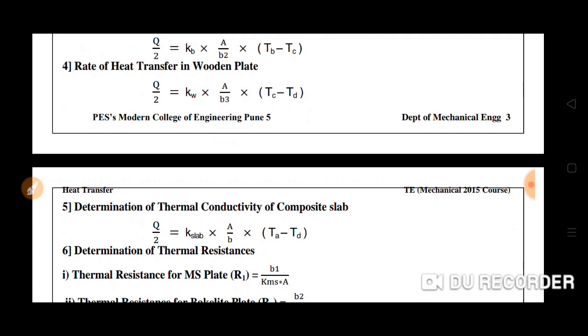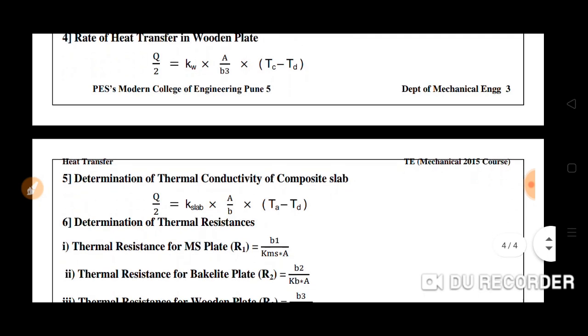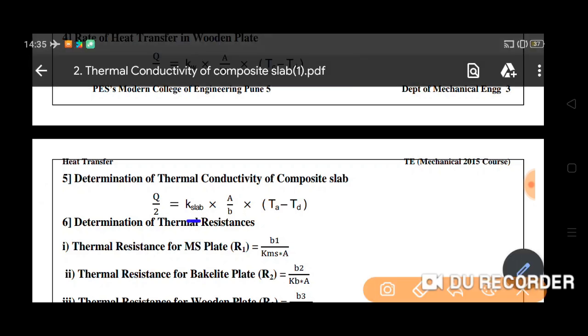Then again we have to calculate the thermal conductivity of the composite slab, which means the equivalent thermal conductivity for all the three materials. So how can I calculate? Q by 2 is equal to K slab, area of cross section will be the same, B will be the addition of all three material thicknesses, and T_A and T_D. What is T_A? It is the average temperature in between heater coil and mild steel. And what is T_D? It is the average temperature at the two extreme points, that is, at the outer surface of your wood. In this way I can calculate the thermal conductivity of individual materials, and at the same time the thermal conductivity of the composite slab.